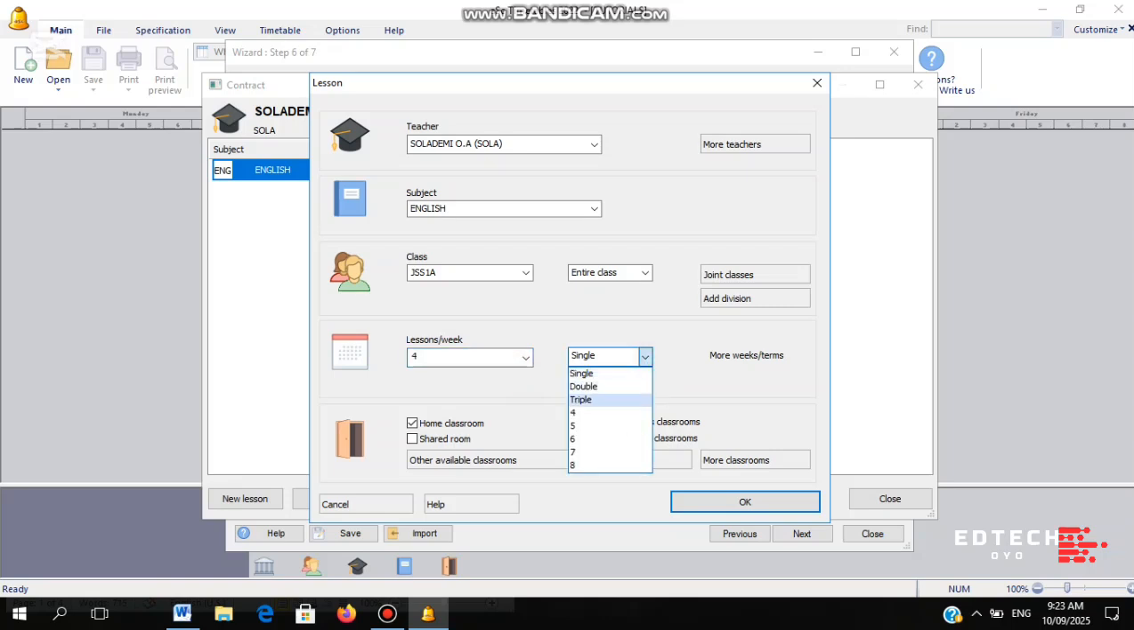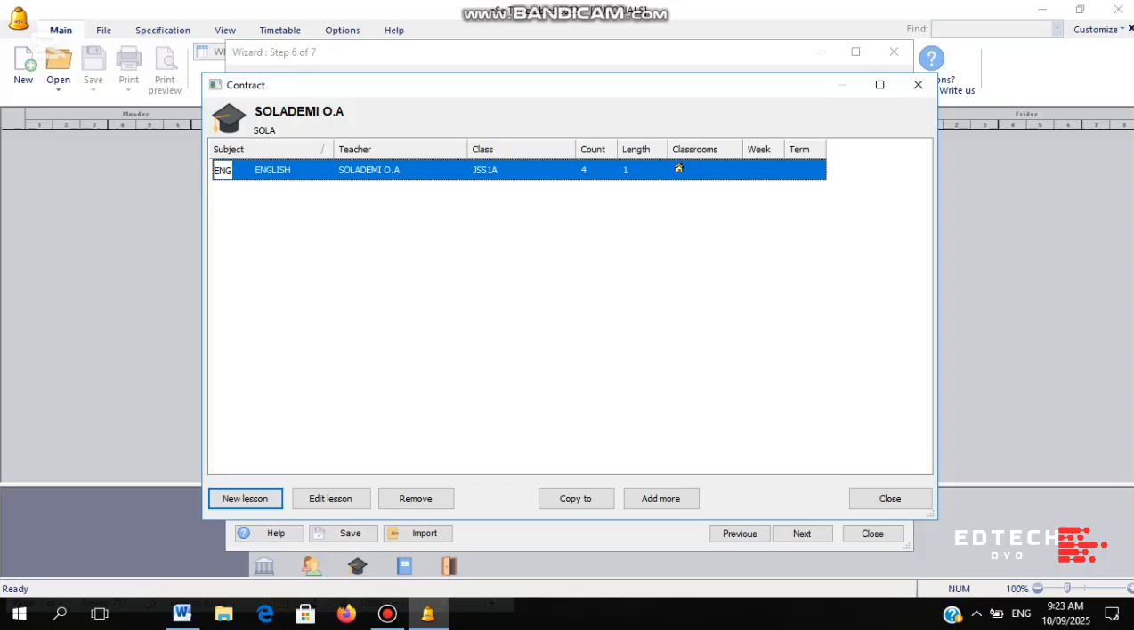Single, double, triple. Now for junior school, I don't think it's advisable to be having double periods. Single period is okay for the students, they are still young. They may not be able to cope with double periods. So single period is okay for them. Okay, 4 periods a week. So click on OK. So you can see we are counting it like that.